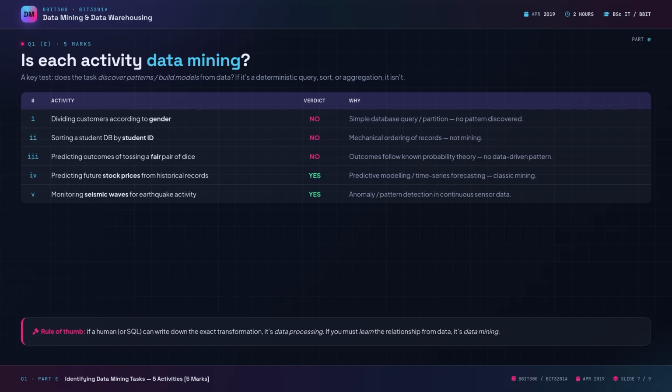Here's a simple rule of thumb to carry into the exam. If a human or a line of SQL could write down the exact transformation by hand, it's just data processing. But if the relationship has to be learned from the data, it's data mining.